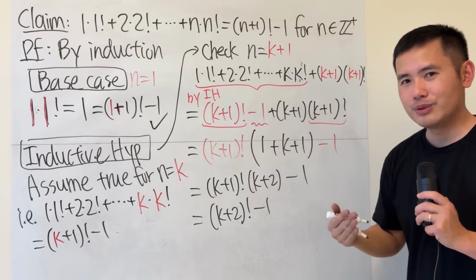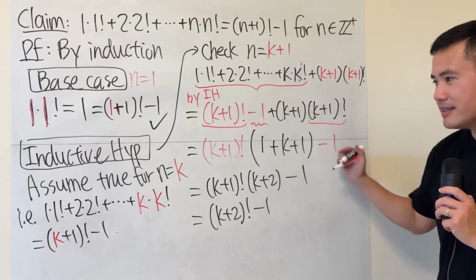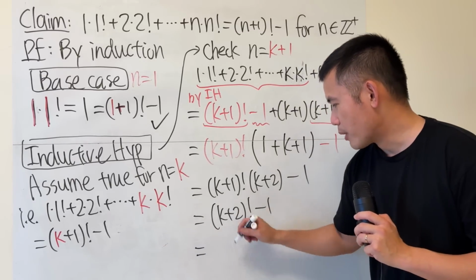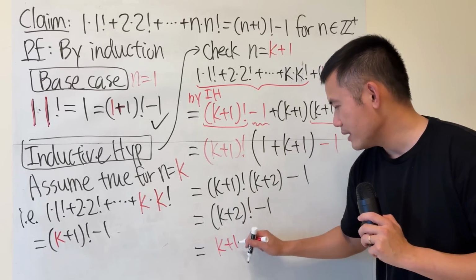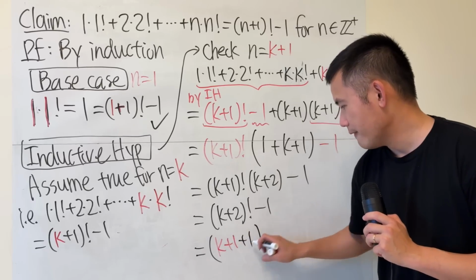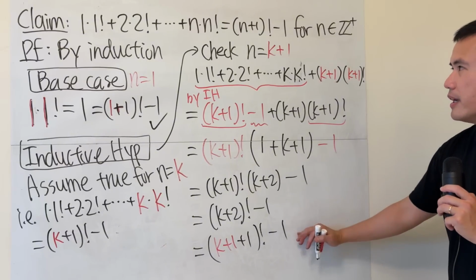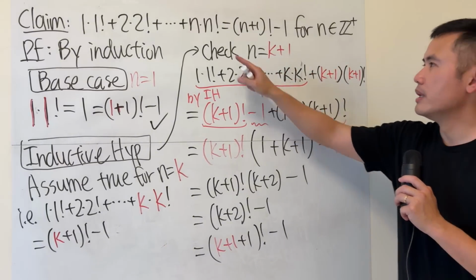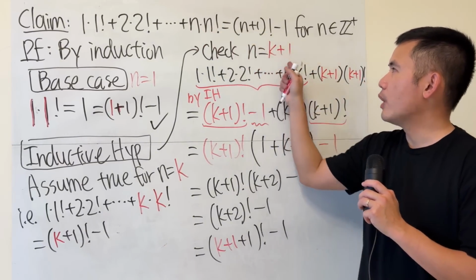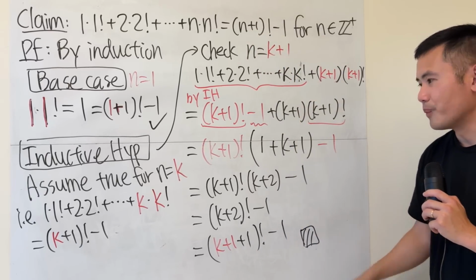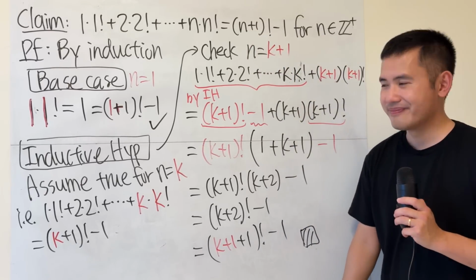It depends on how you like to write your induction proof. I personally like to purposely write this as (k plus 1 plus 1) factorial minus 1, because this is super clear that we are plugging k plus 1 into the n and n here, and also this n here. And by induction, this formula is true. That's it.